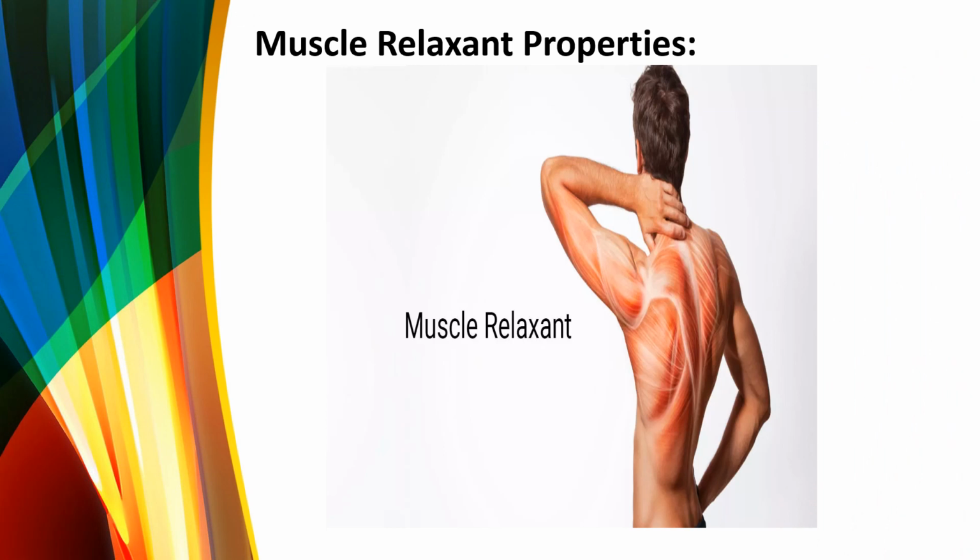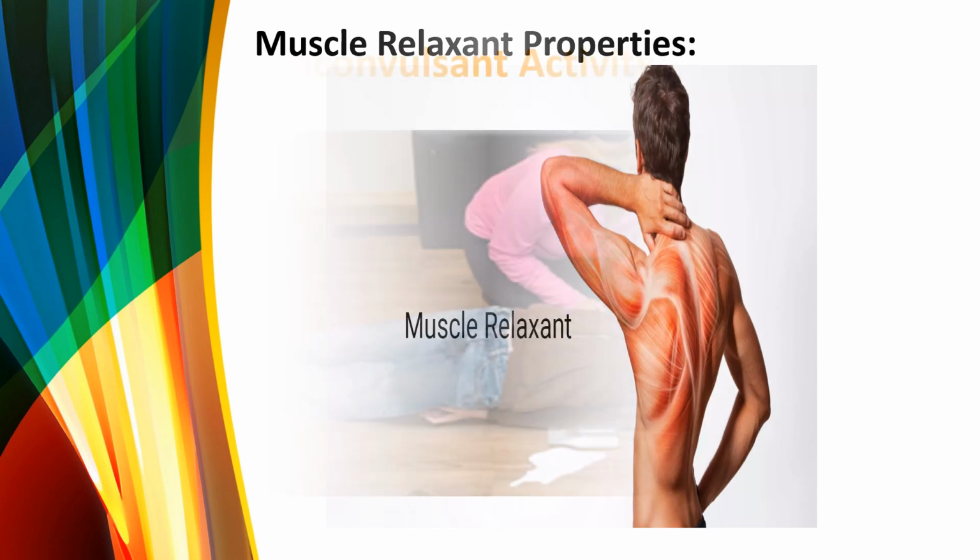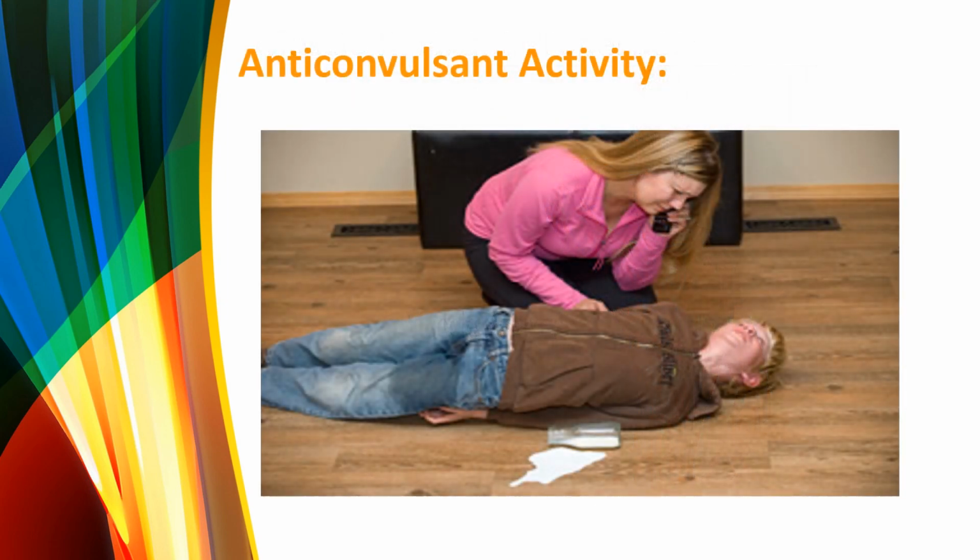Muscle relaxant properties. It acts centrally on the spinal cord to produce muscle relaxation by enhancing the inhibitory effects of GABA. Anticonvulsant activity. Diazepam is used to manage seizures due to its ability to increase the inhibitory actions of gamma-aminobutyric acid, thereby reducing neuronal excitability.